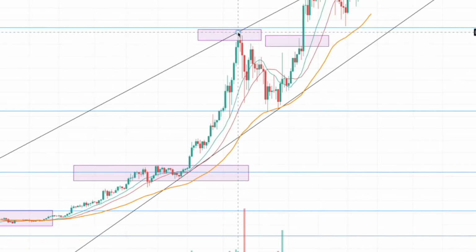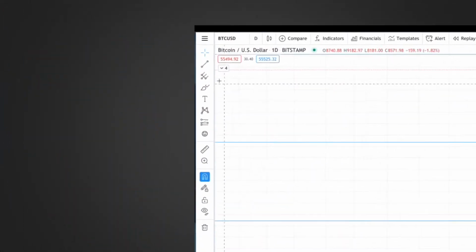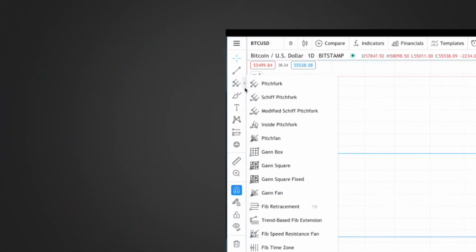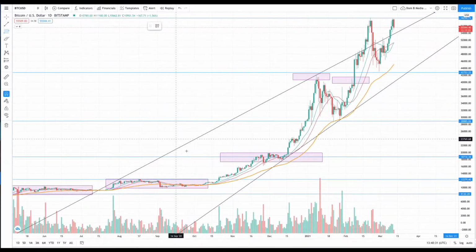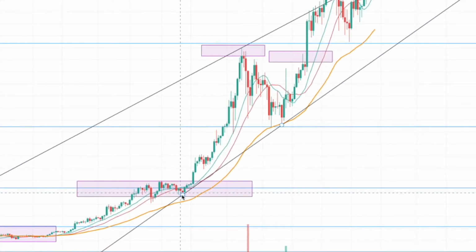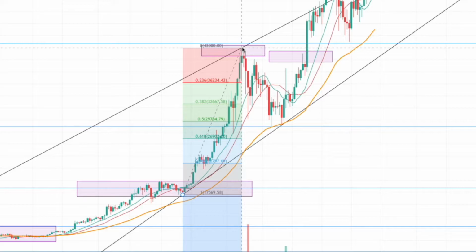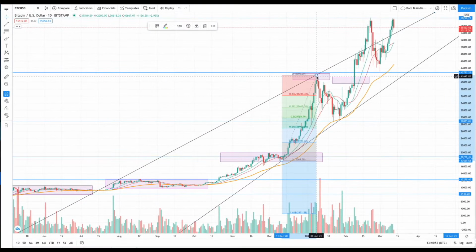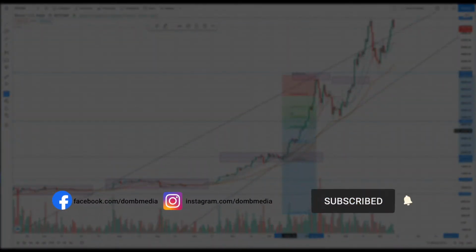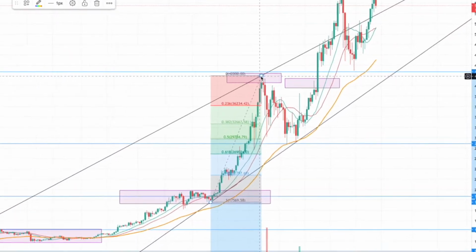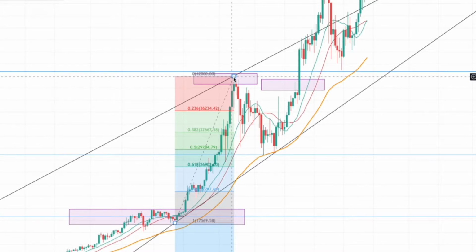That's where price reached. So if we go over here now to our Fibonacci retracement tool, and we go from the last push down, which was here at 17,569. So we click there, and then we take price all the way up to the high, which is 42,000. Click there, and as you can see, that gives us this Fibonacci on here. Price, once it had reached the all-time high of 42,000, had a retracement.